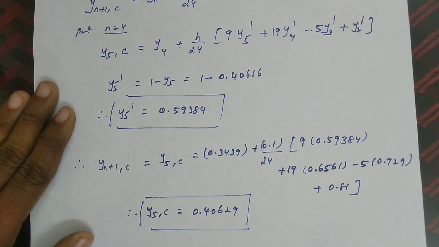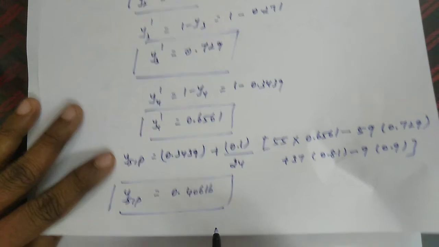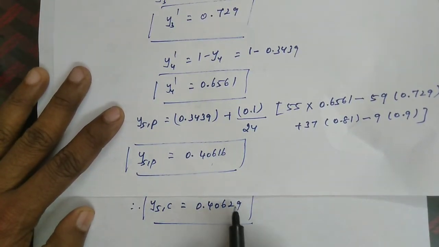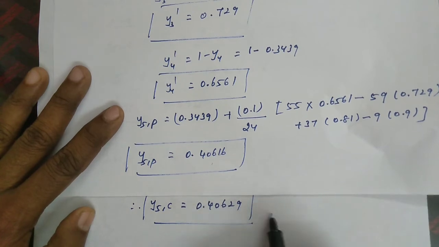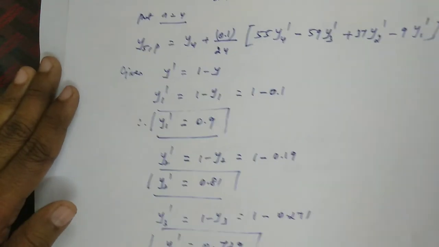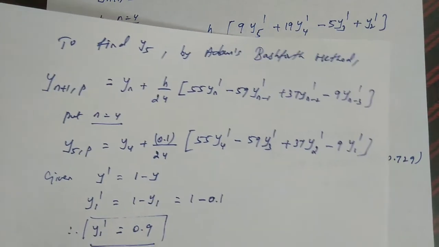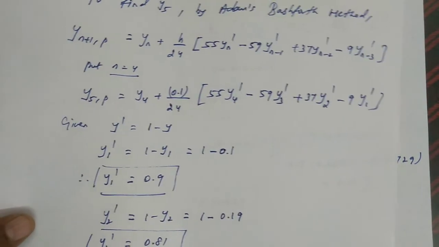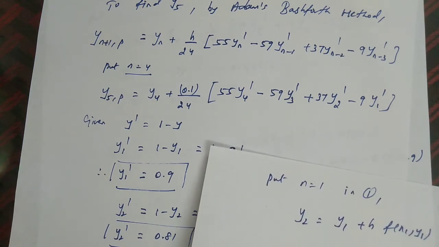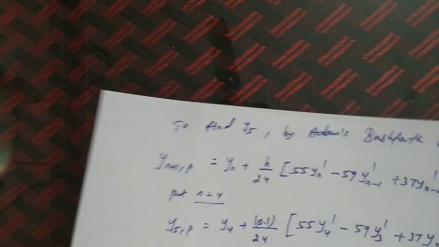0.40629. Look at our predictor answer, 0.40616, and the corrector answer, 0.40629. Very mild variation only, but this is the more accurate value, that is the corrected answer. So this is the way we have to do problems under the Adams Bashforth method. Under this method, the predictor value and the corrector value differ only a little bit.